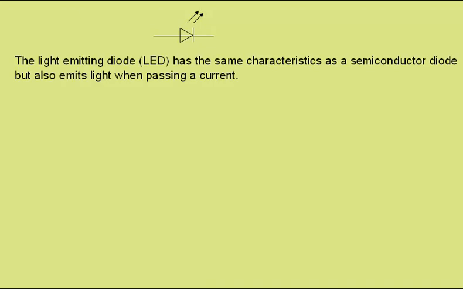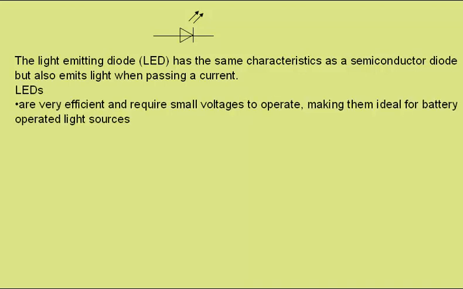Here we again have the symbol for the semiconductor diode, but now with the addition of these arrows coming out. These represent light, and this is a light emitting diode, or LED. It has the same characteristics as the semiconductor diode, but also emits light when passing a current. LEDs are very efficient and require small voltages to operate. This makes them ideal for battery-operated light sources. They're very robust and can be used in demanding applications, where a filament lamp might be likely to fail.